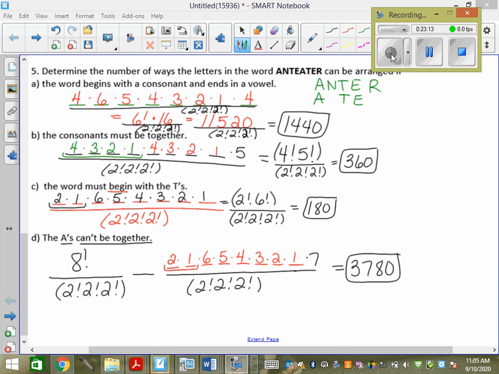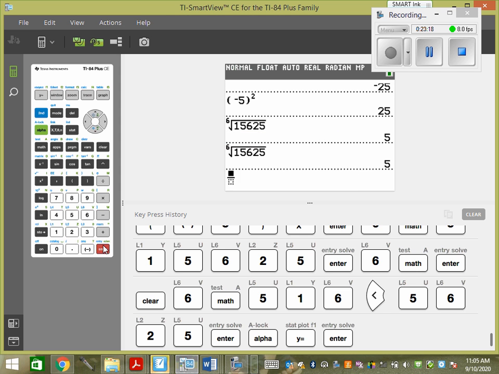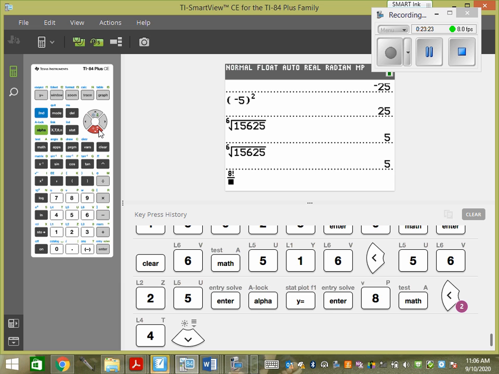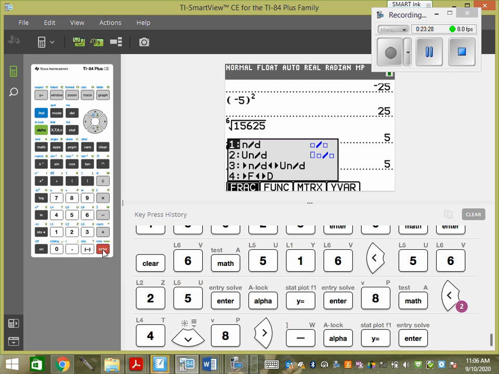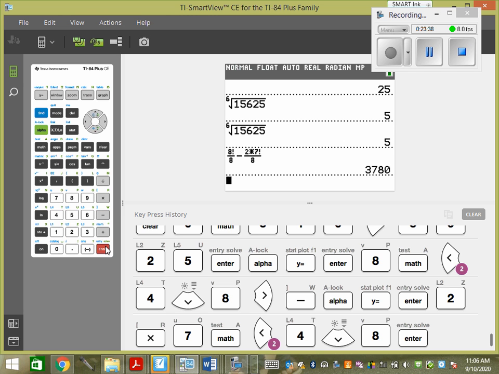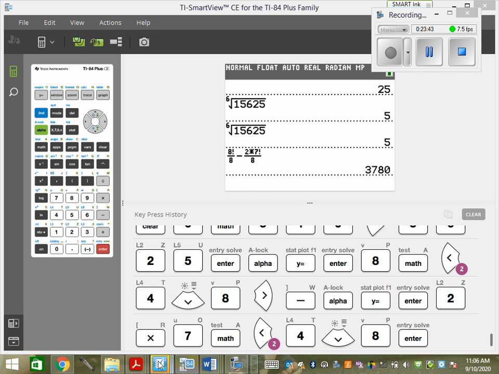We can try it out. So we'd go alpha y equals enter, 8 math factorial divided by 8 minus alpha y equals enter, 2 times 7 factorial divided by 8. You got it. 8? 2 times 2 times 2. I was just being lazy.